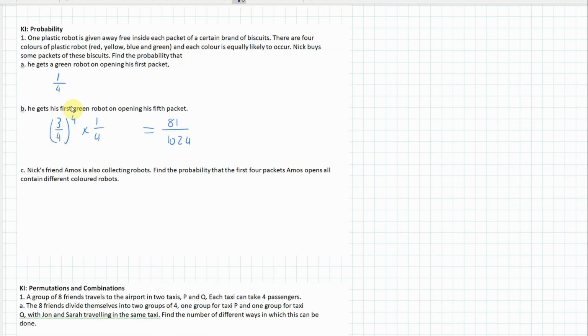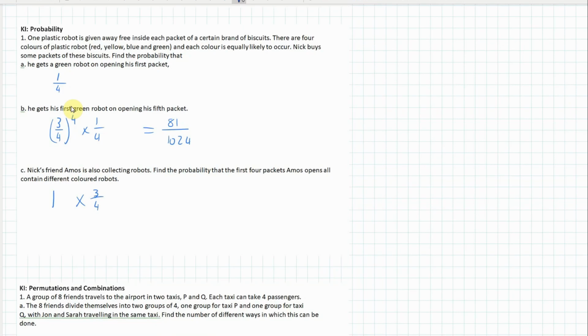Next, friend Amos is also collecting robots. Find the probability that the first 4 packets Amos opens all have different coloured robots. Okay, so it doesn't matter what he gets in the first one. So this is 1. Then the second one, there are 3 options that will give him a new coloured robot, and 1 option out of the 4 that would give him the same that he's already got.